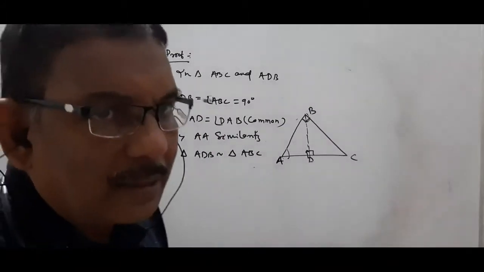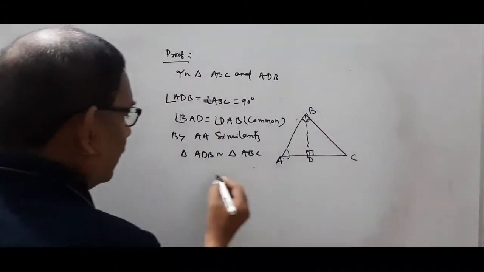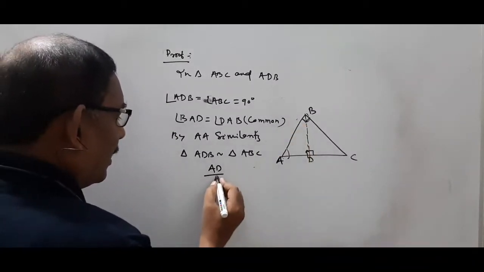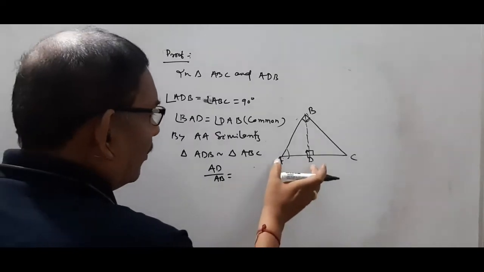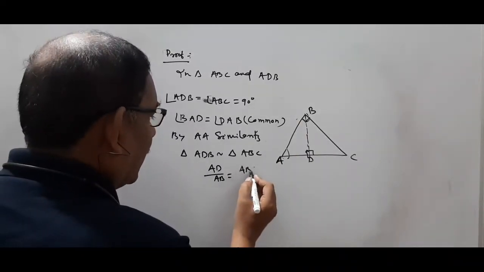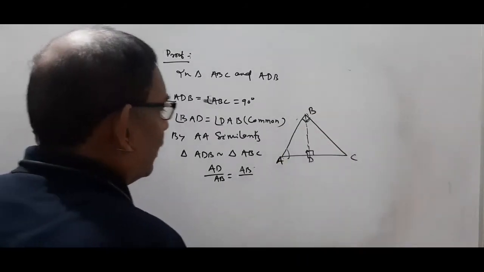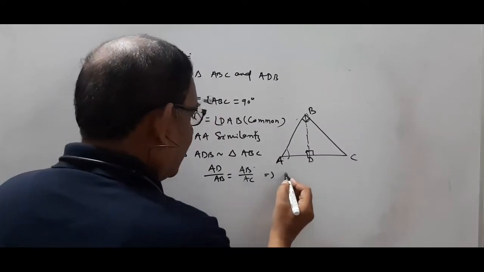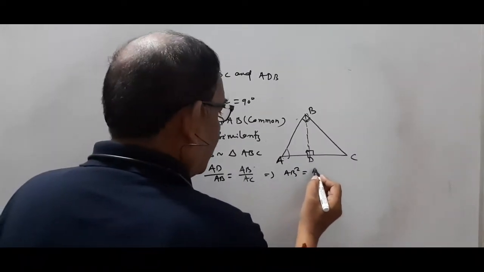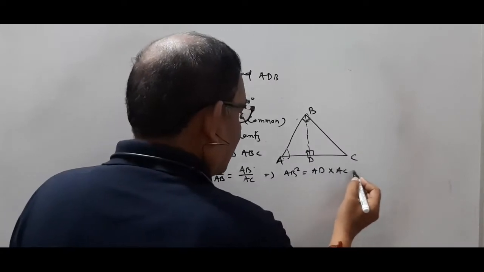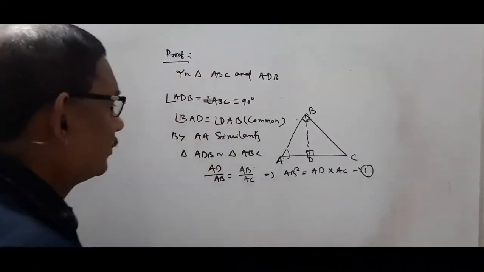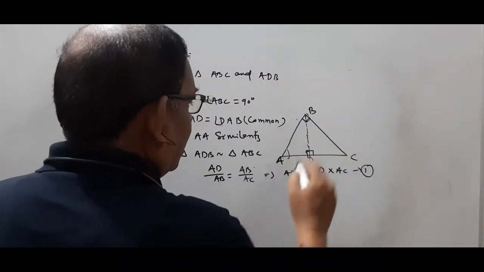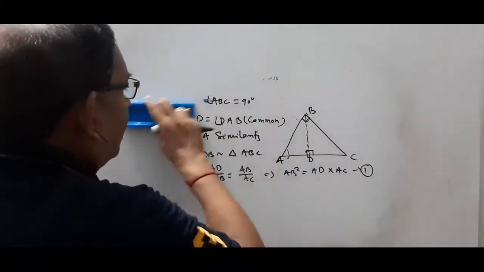So what is the ratio of the corresponding sides? Look here. For triangle ADB, it is AD by AB, and for triangle ADB, AB is the hypotenuse, and for triangle ABC, AC is the hypotenuse. So it is AC. This implies that AB square equal to AD into AC. Equation 1. It is for triangle ADB and ABC. Similarly, you take the other part.